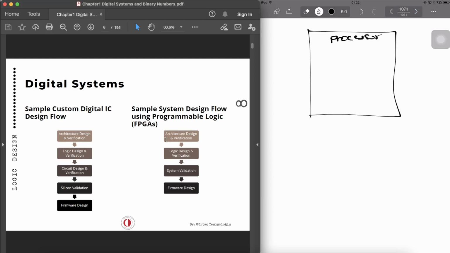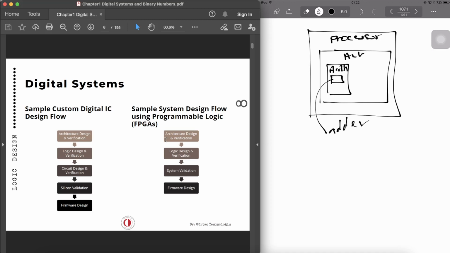Okay, so inside of a processor, we have got an ALU, arithmetic logic unit. And inside of an ALU, we have got an arithmetic unit. And inside of an arithmetic unit, we have got an adder. And inside of an adder, we have got gates. And inside of these gates, we have got transistors.